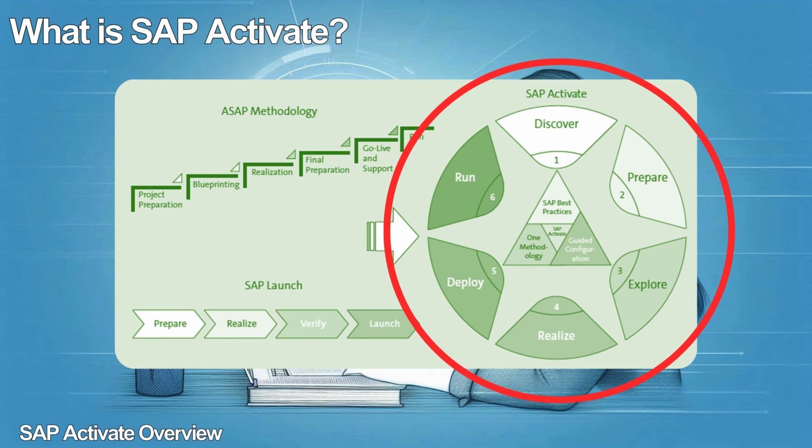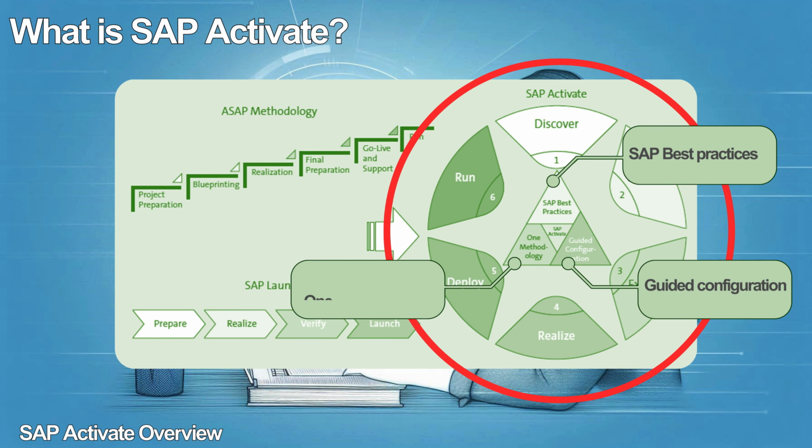It is an intelligent innovation as a service, which is pioneered on 3 pillars: SAP best practices, guided configuration, and one methodology. It's adopted from Scrum, which is capable of quick adaptation and makes it easy to adopt quarterly innovations from SAP and expand the solution footprint.